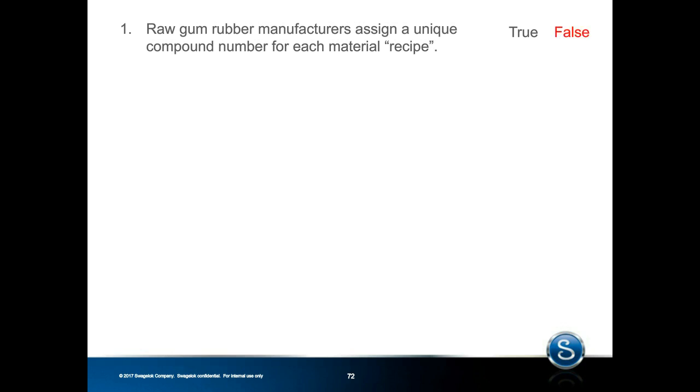The answer, of course, is false. We've learned that the raw gum manufacturer is not the manufacturer that's making the rubber compound. So it's actually the rubber compounder that is assigning the unique compound recipe, which gives us the information that we need to know about performance of that material.